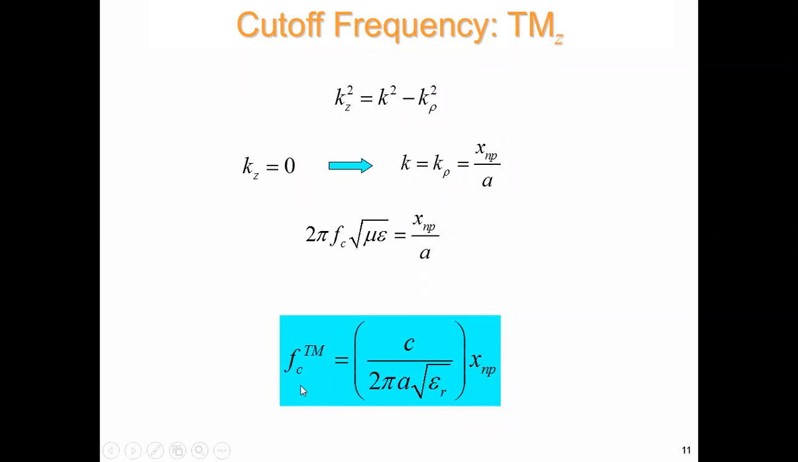Likewise, you can find finally FcTM, that is nothing but the cutoff frequency in the TM mode of a circular waveguide. Fc, the cutoff frequency or critical frequency of a TM mode, in circular waveguides. So how can we find this? Fc = c divided by 2 pi a root of epsilon r, times x np.